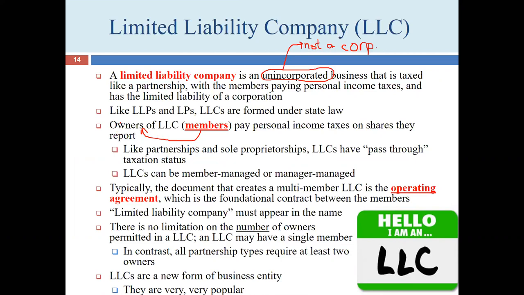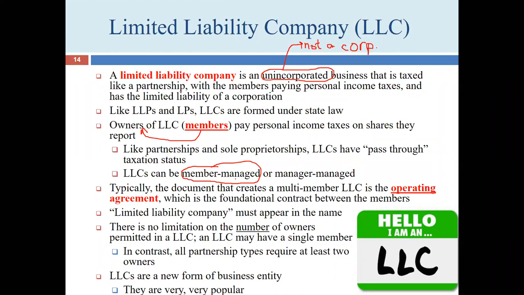Another aspect of an LLC that's interesting is that we divide them up into two categories, member managed or manager managed. My guess is that member managed is quite a bit more common. I don't have the statistics for it, but let's just look at what the two mean. And again, it's pretty intuitive. In an LLC, the owners can manage the business themselves. They're the ones running the cash register, setting policy, developing marketing plans. There may be employees doing that stuff as well, but usually an LLC isn't so big that the owners aren't out there making decisions, running things.